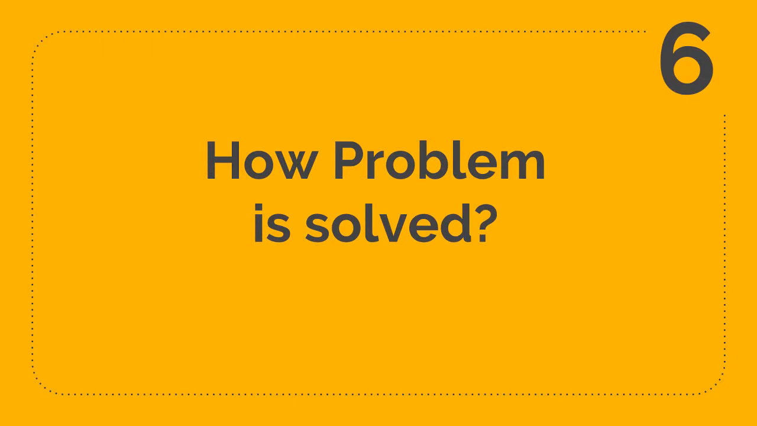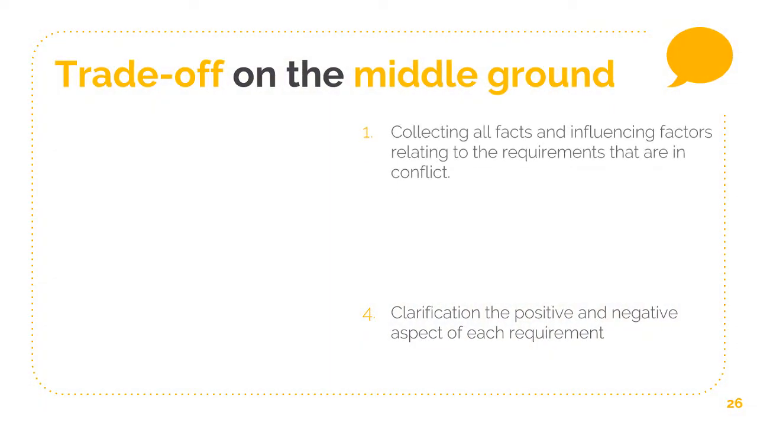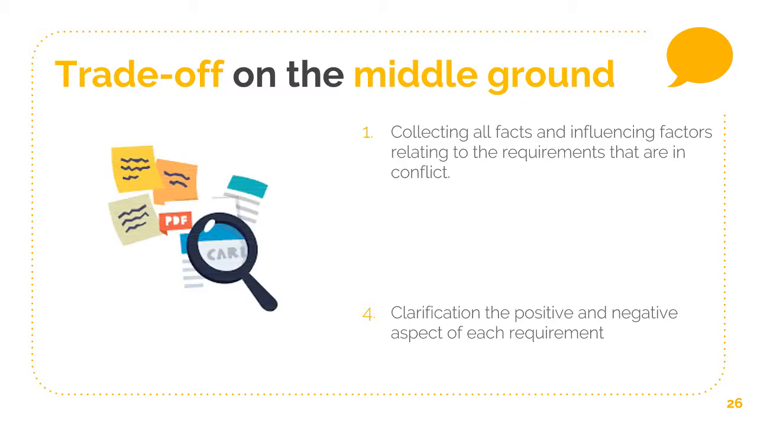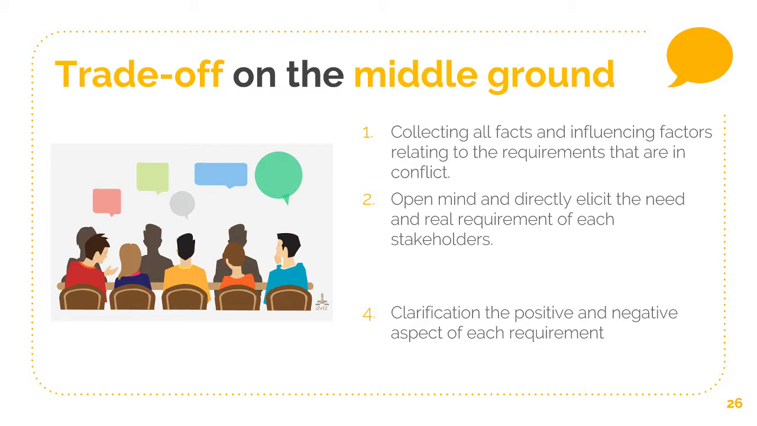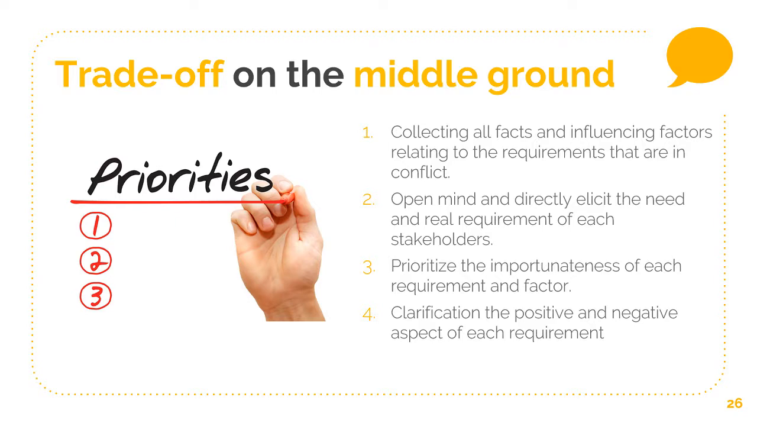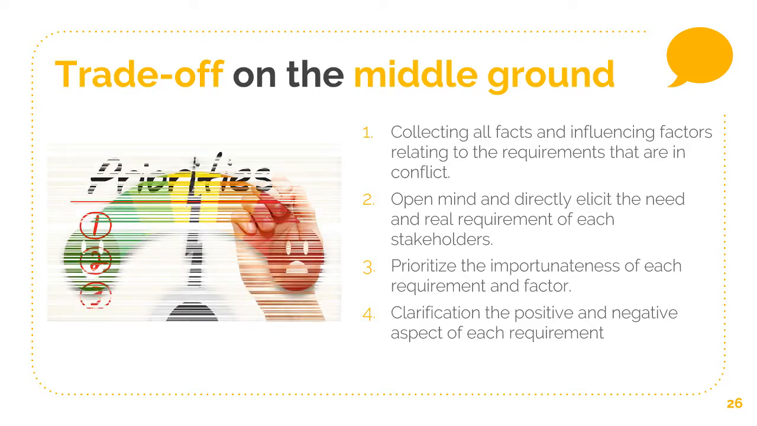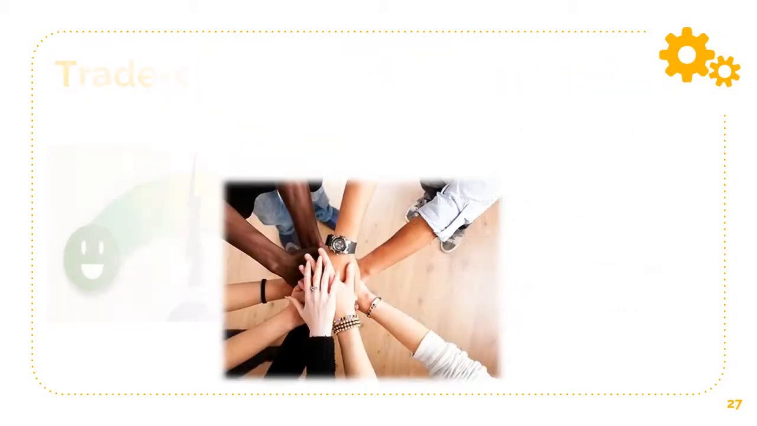The next question we ask ourselves about our technique is how the problem is solved. Trade-off on the middle ground solves the problem using the following techniques. It collects all facts and influencing factors relating to the requirements that are in conflict. It keeps an open mind and directly elicits the needs and real requirements of each stakeholder. It prioritizes all requirements and factors. It clarifies the positive and negative aspects of each requirement.